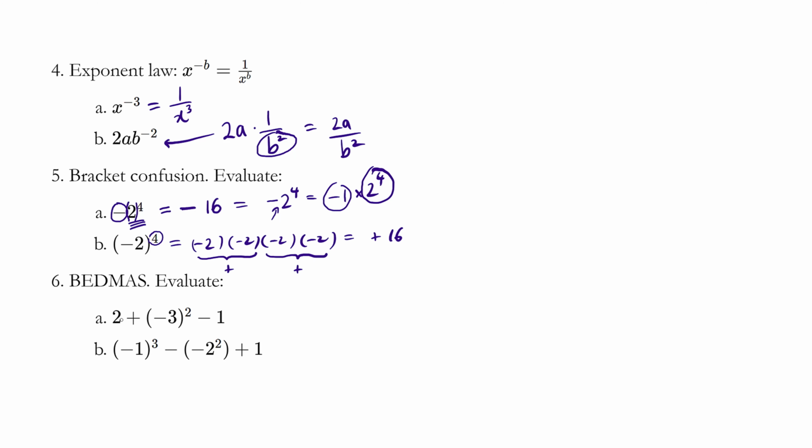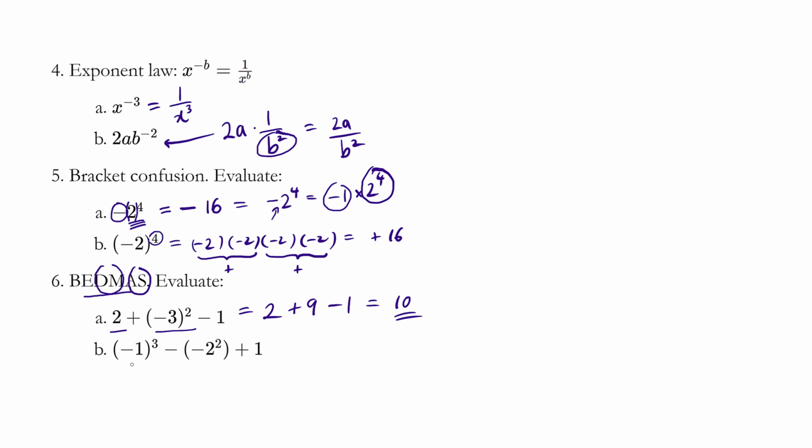Let's try 6a. This is simply BEDMAS. Bracket, exponent, division, multiplication are tied, and addition, subtraction are tied. We just generally move left to right. So we have 2 as one term, so we just copy it down. And the second term here is negative 3 squared, which becomes positive 9. Negative 3 times negative 3 is 9, minus 1. 2 plus 9 is 11, minus 1 is 10.